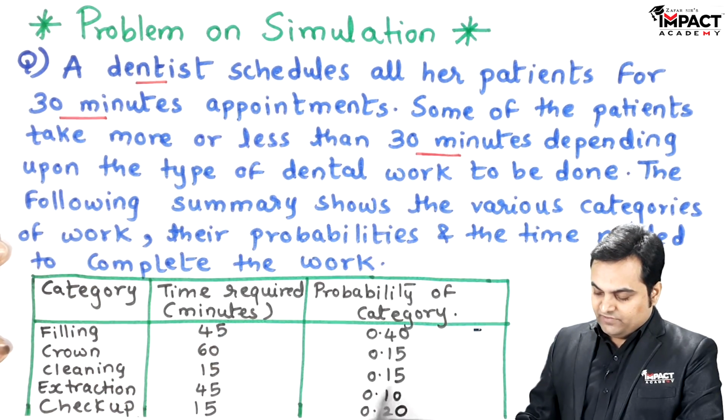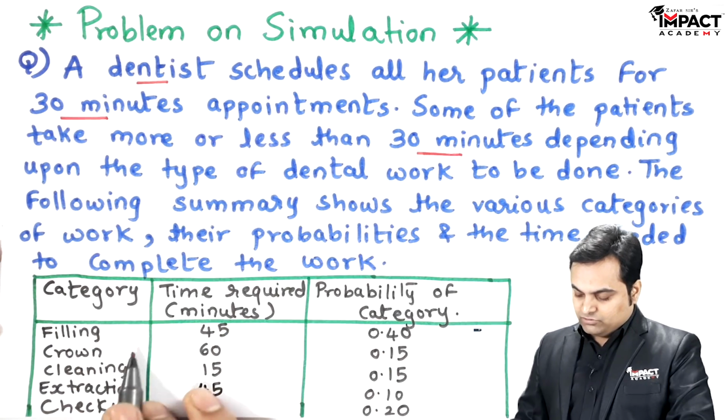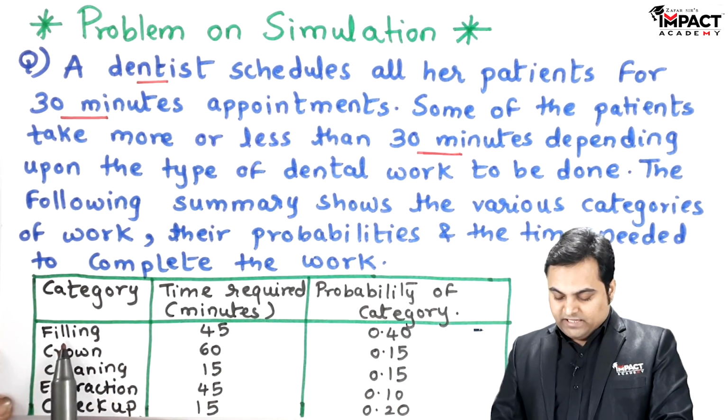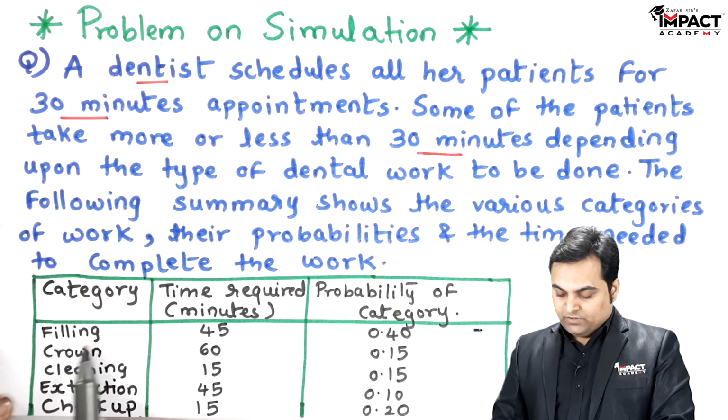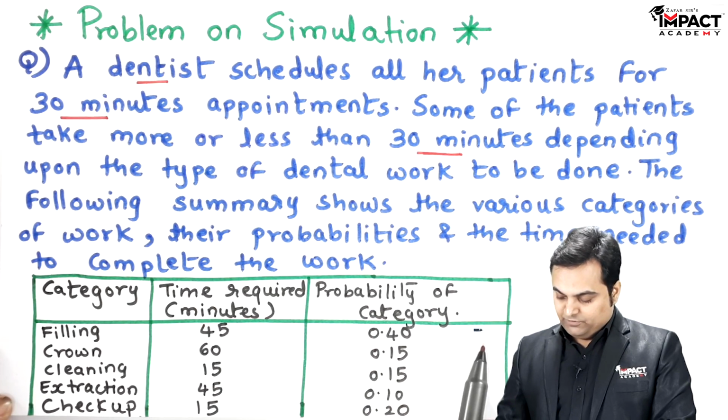So the table is given. There are probabilities and the time needed to complete the work. So it has been categorized. For example, in the first column it is category. If the operation is filling, the time required for filling is 45 minutes and the probability of filling is 0.40, that is 40%.